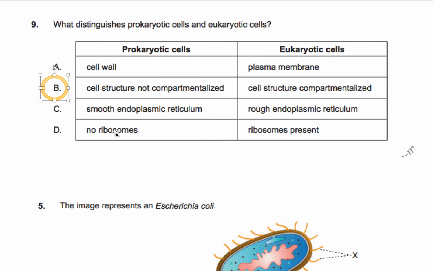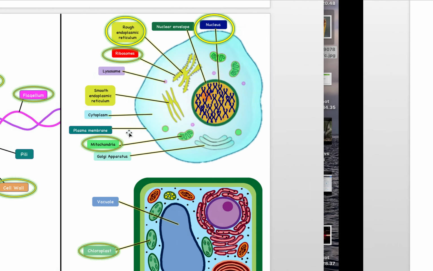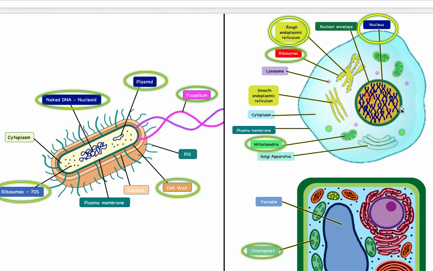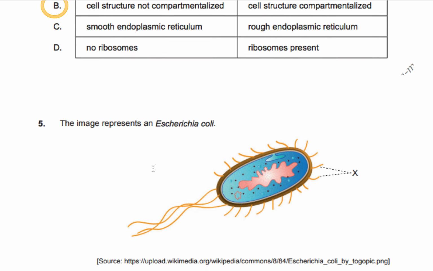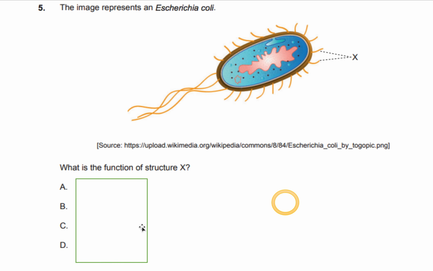Okay. Ribosomes and no ribosomes. So prokaryotic cells and eukaryotic cells have ribosomes. We can see here, there's some ribosomes, here's some ribosomes in the plant cell, there's some ribosomes in the prokaryotic cells. So both prokaryotic and eukaryotic cells do have ribosomes. So this one is not a way to distinguish between them. So therefore the answer is B. Let's go on to the next one.